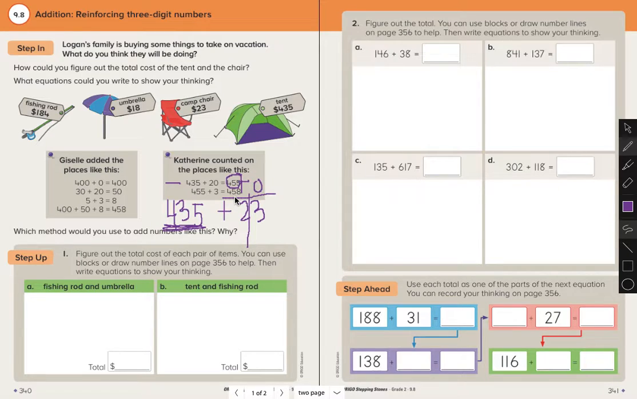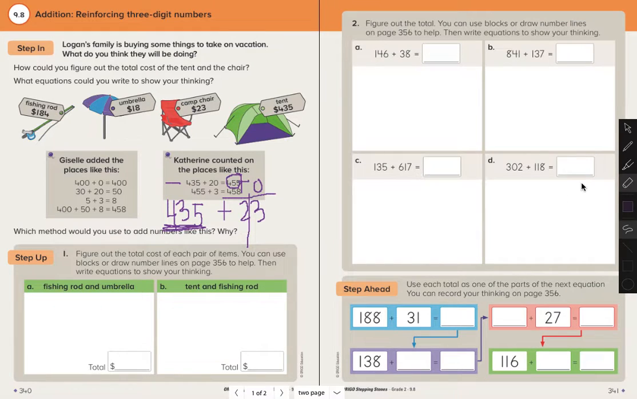Okay? Giselle and Catherine both showed us ways of how to add these numbers with written equations to show their thinking. Okay? You can use either one of those two ways on these next 6 problems if you want. All right, now let's get started with the step up.